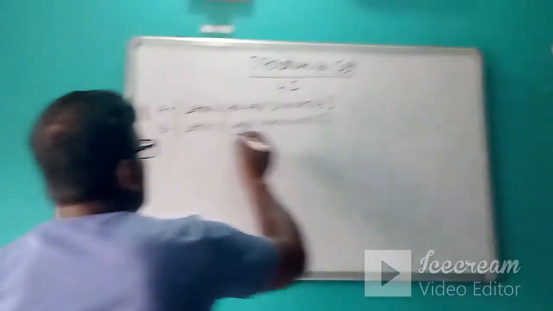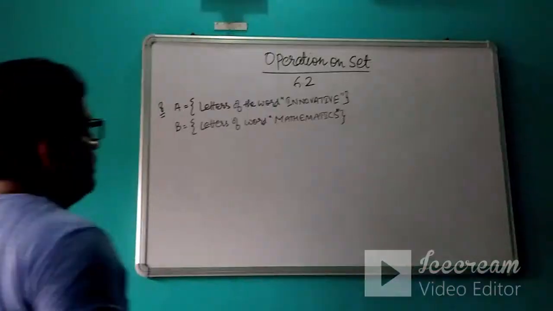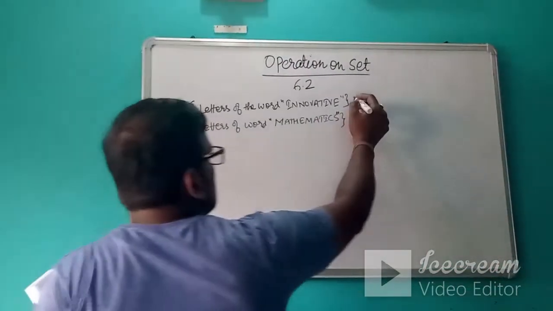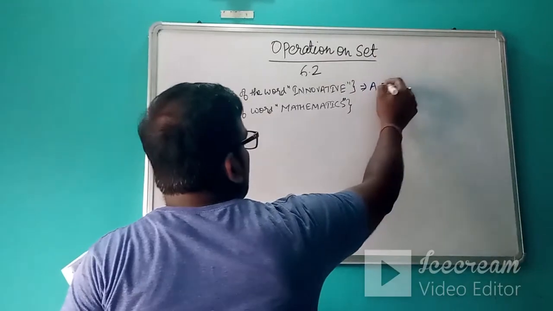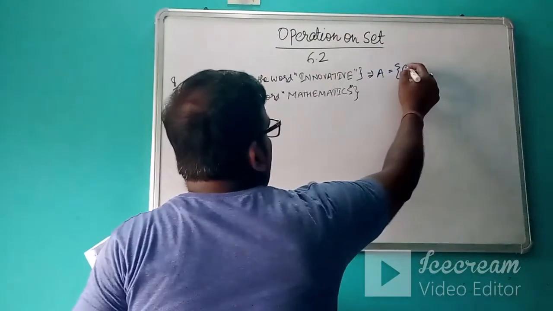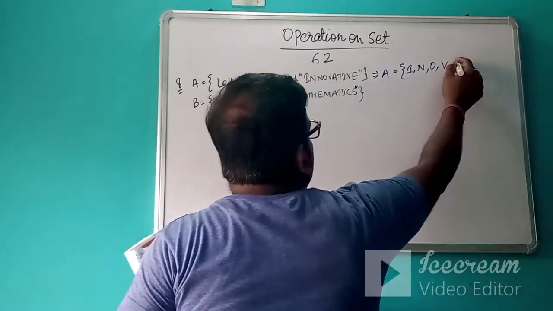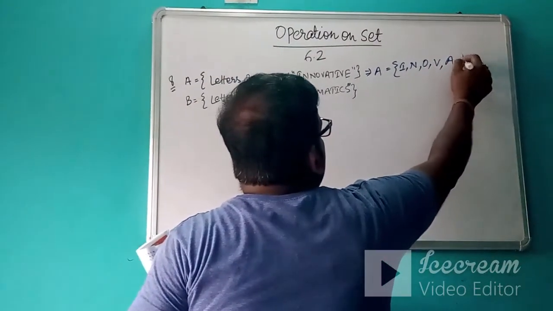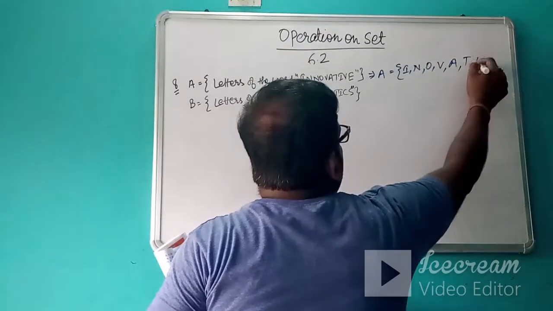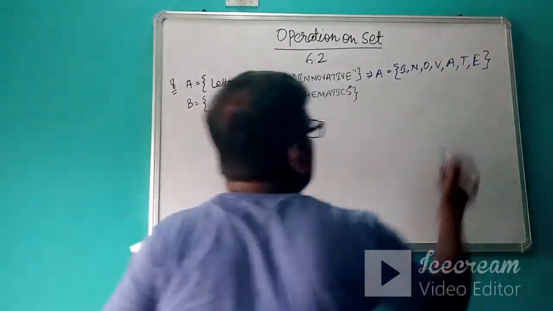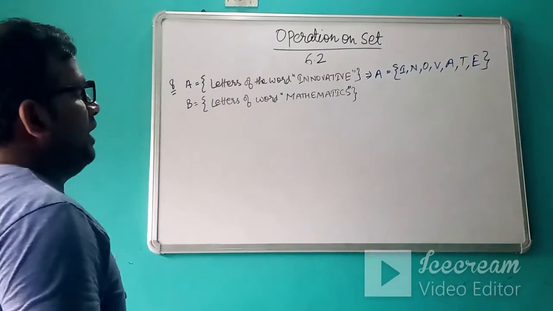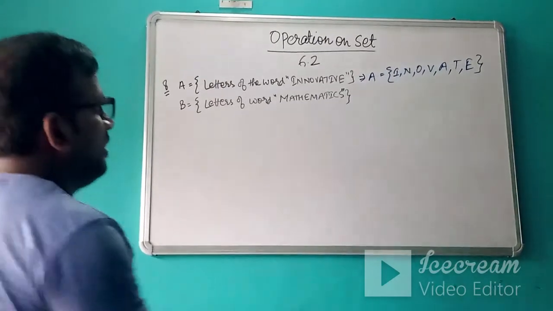Okay, one more type. Suppose now the question is in the form of words. So what are the elements of A? I, N, O, V, A, T, E. Repetitive letters we will not count. So these will be the elements of A.